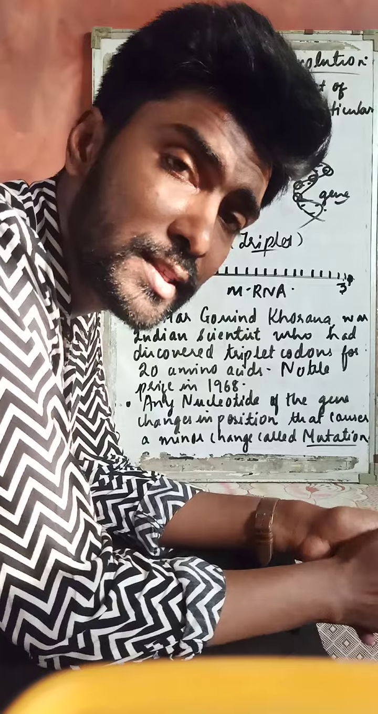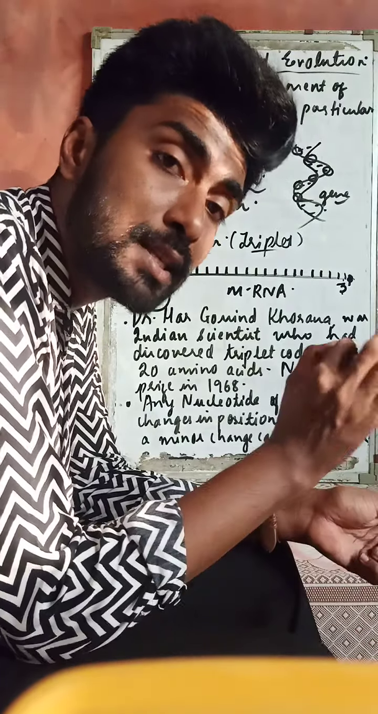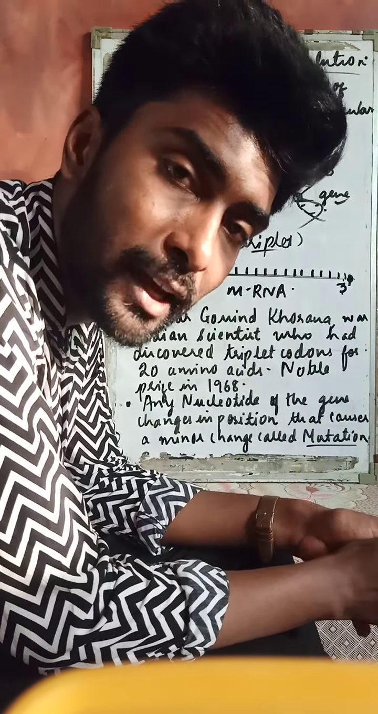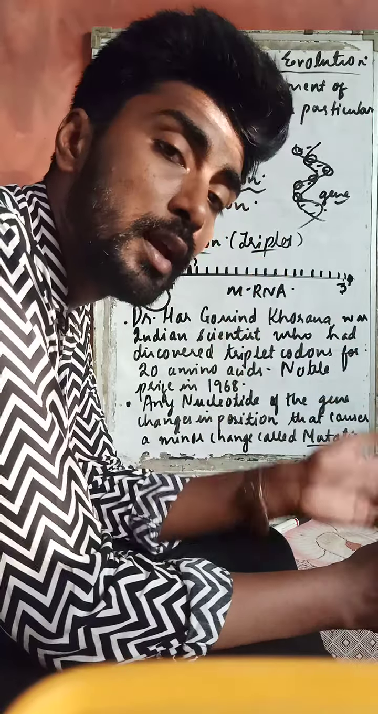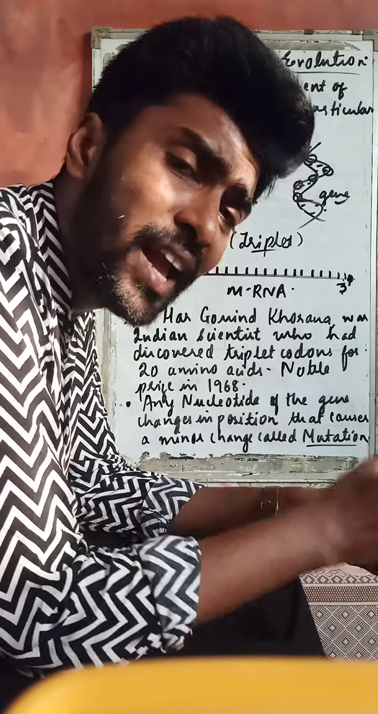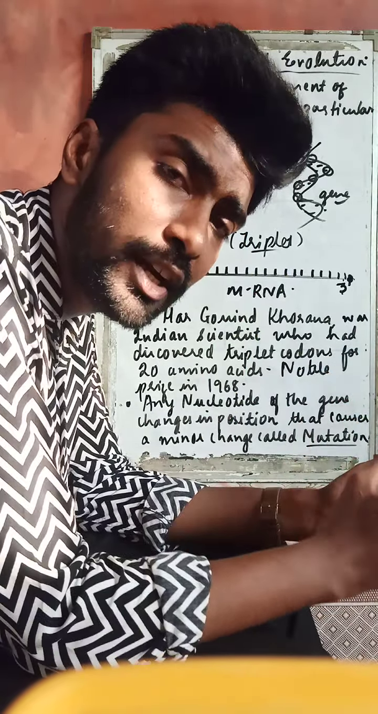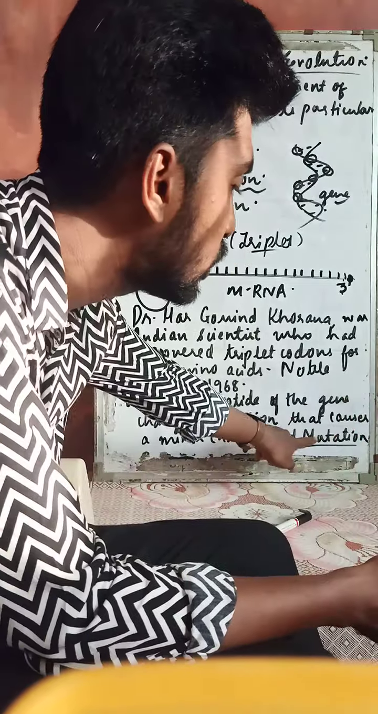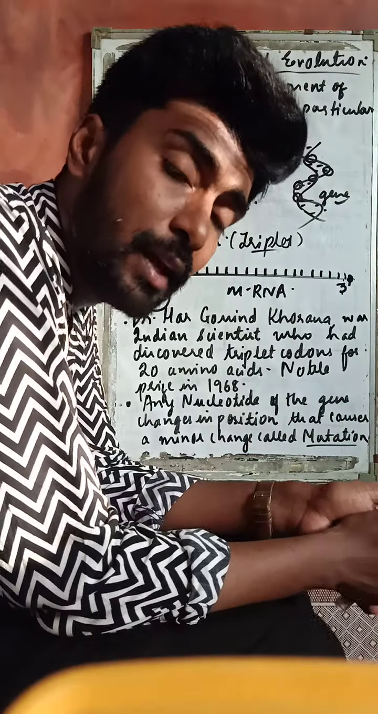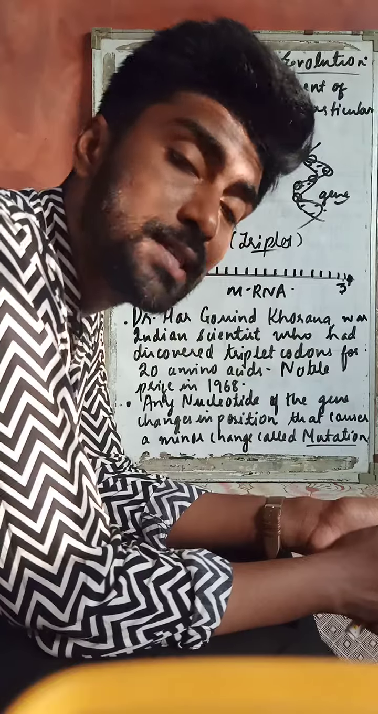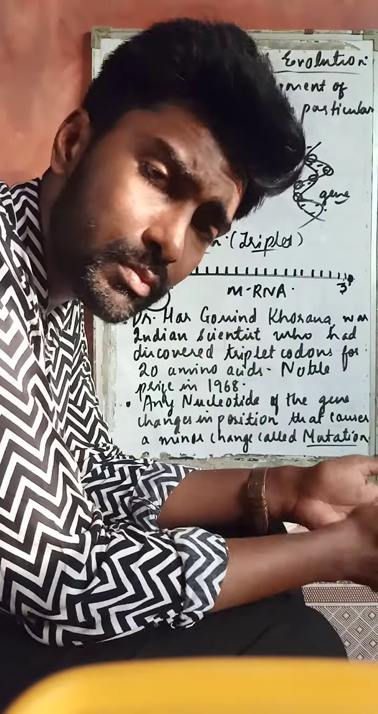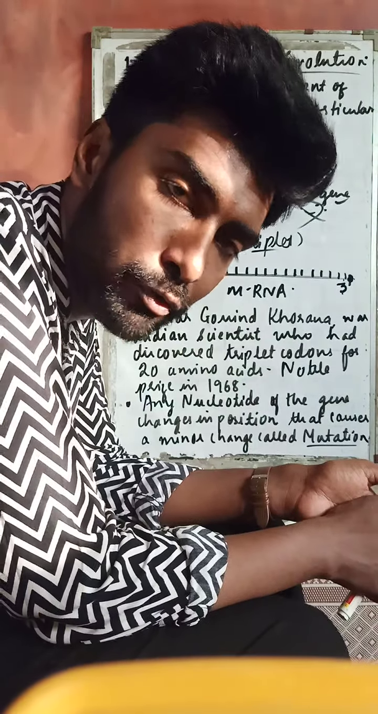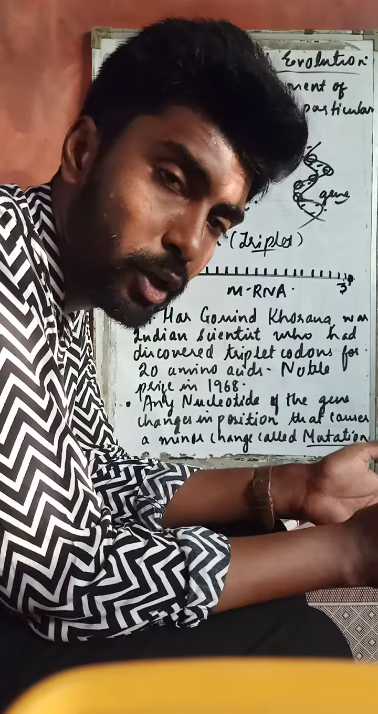Now let's talk somewhat about mutation. A sudden change in the genetic makeup of an organism is generally called mutation, right? The best example is sickle cell anemia. You know very well, anemia is a low level of hemoglobin in the body of a person.